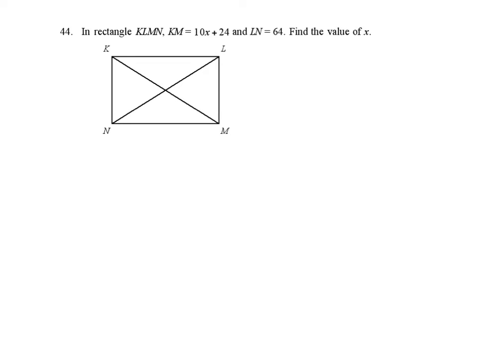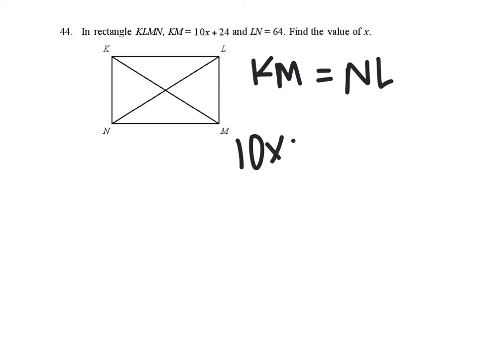Number 44 says, in rectangle KLMN, KM is 10x plus 24, and LN equals 64. Find the value of x. So I know in a rectangle the diagonals are equal, so KM equals NL, or LN, either way. So I know that 10x plus 24 equals 64.